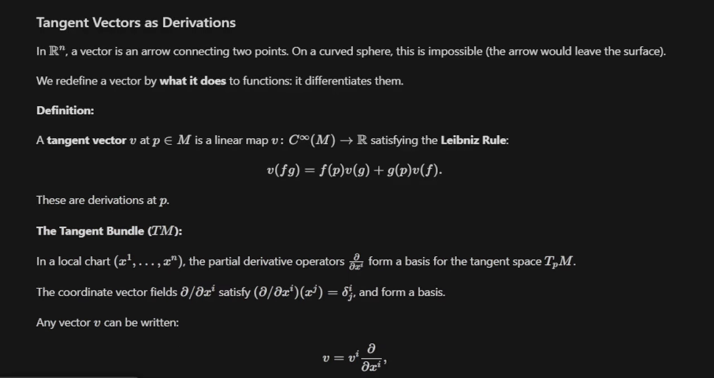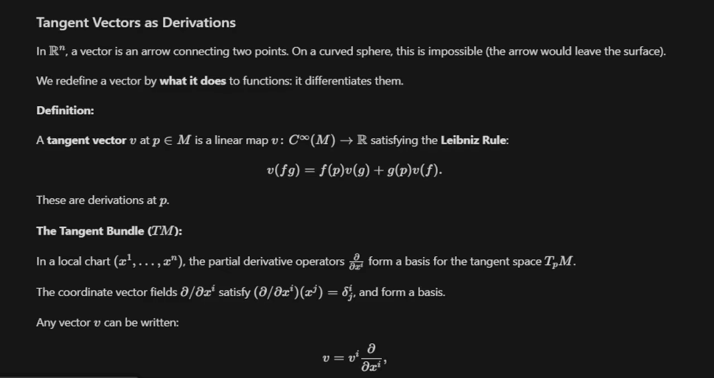Now, in classical vector calculus, a vector is an arrow connecting two points. But on a curved manifold, you can't just draw an arrow between two points, because that arrow would pierce through a surface and leave the universe, right? Again, it's hard to draw a vector on the surface of a sphere. So instead, we have to redefine what a vector is. A vector, in and of itself, is something that does something to functions. A vector, in and of itself, differentiates functions.